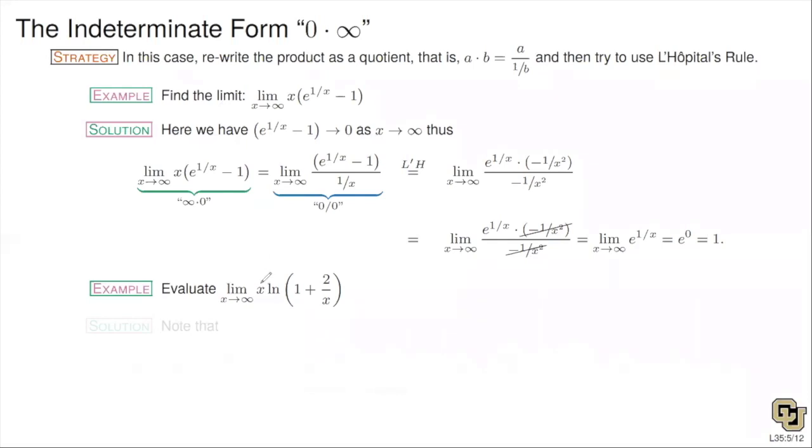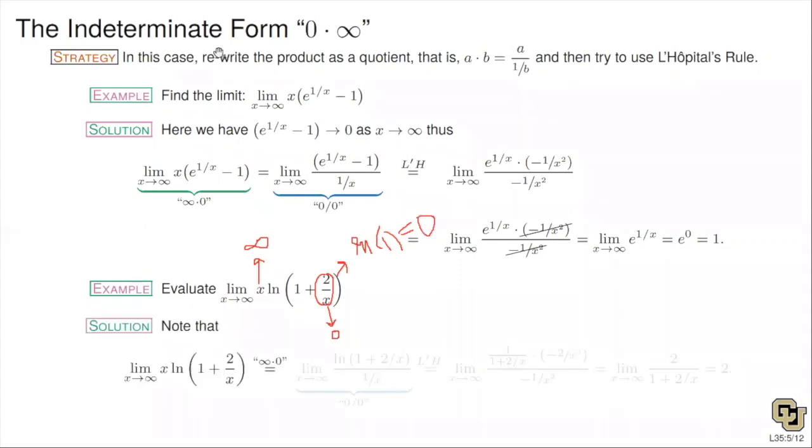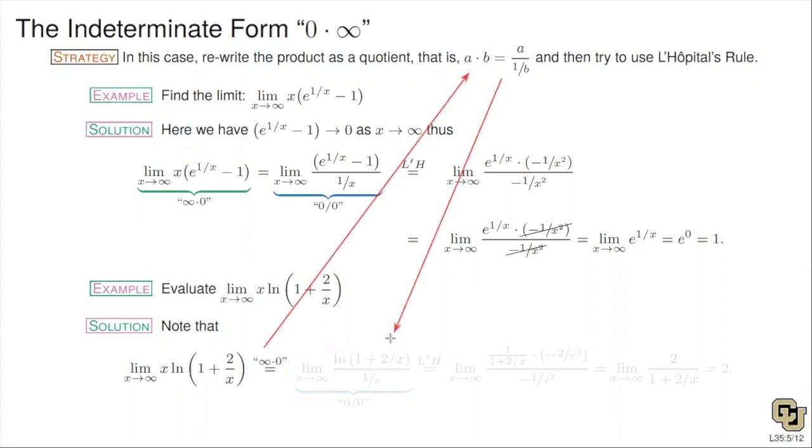As x goes to infinity, I know this term in the front goes to infinity. No problem. As x goes to infinity, take a look at this natural log of 1 plus 2 over x. 2 over x will go to 0. So this entire term will go to ln of 1 plus 0, or just ln of 1. And you remember ln of 1 is 0. So here I have an infinity times 0 type indeterminate form. And so now I've memorized, in this case, I'm going to divide one term by the reciprocal of the other.